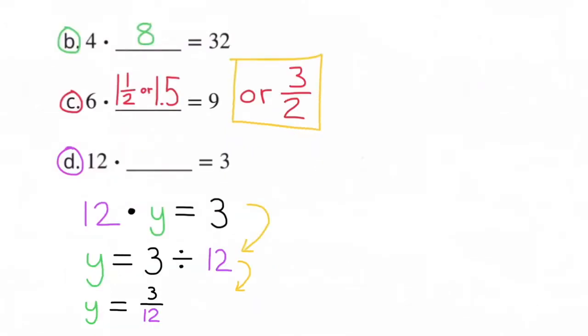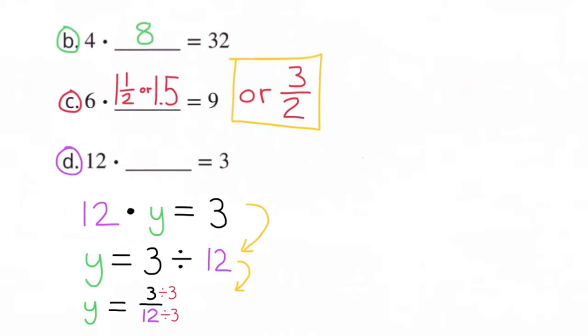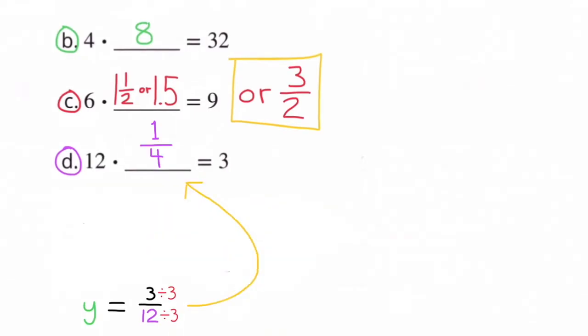3 twelfths can be simplified. 3 divided by 3 is 1, and 12 divided by 3 is 4. So y would equal 1/4. 12 times 1/4 equals 3. And that's really the same as 1/4 of 12 is 3.